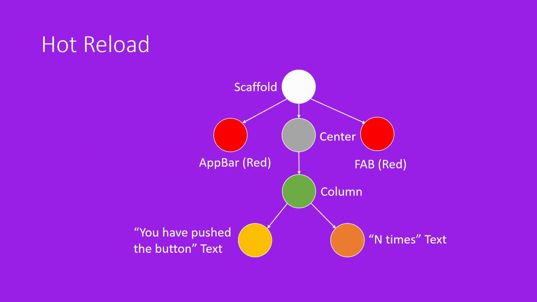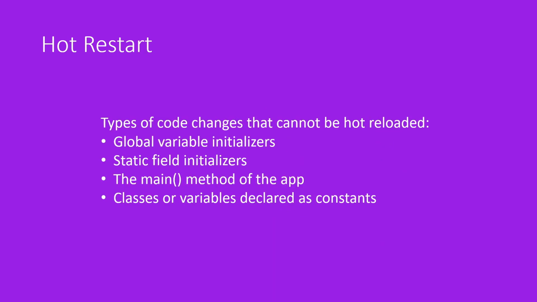Alright, now that we have talked about hot reload, let's talk about hot restart. Now there are a few types of changes that cannot be hot reloaded. These include global variable initializers, static field initializers, the main method of the application, and the classes or variables declared as constants. For that, you need something called hot restart. Hot restart loads code changes in the VM just like hot reload, but unlike hot reload, it restarts the application and loses the app state.